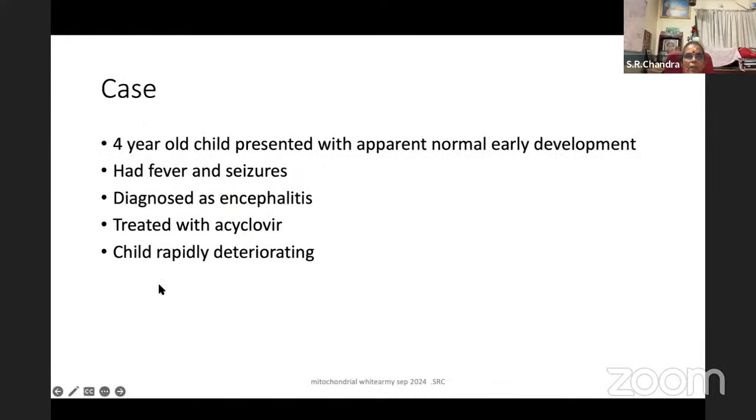And this is a 4-year-old child presented with apparently normal early development and had fever and seizures. So naturally, people diagnosed it as encephalitis. I told you about the bottleneck effect. If the number of defective mitochondria is less, the child may be apparently normal. Only during stress they become symptomatic. So with fever, the oxygen requirement increases and the child develops seizures. So people diagnosed encephalitis and treated with acyclovir. Acyclovir is a mitochondrial poison. Like sodium valproate, acyclovir is a mitochondrial poison. So the child rapidly deteriorated and died.